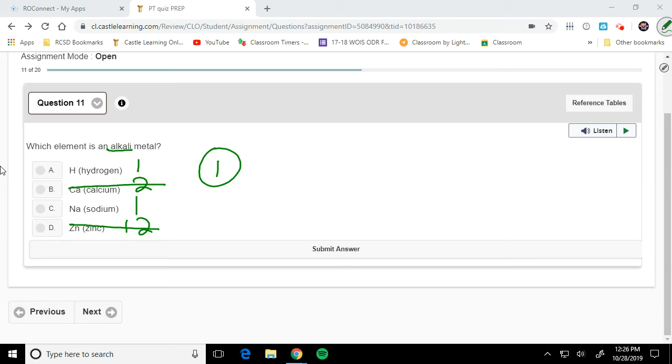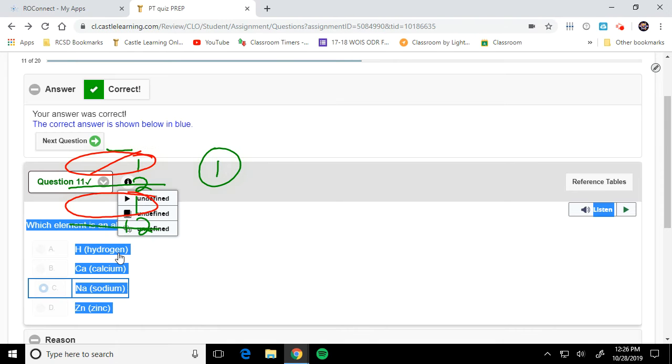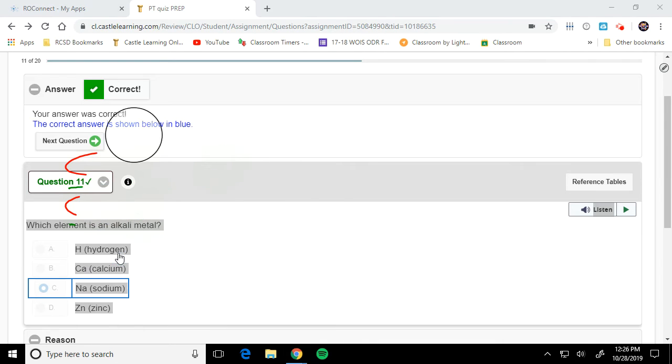I have 2 group 1s to make you think. And this is where we had to remember from the reference table quiz that hydrogen is not a metal. It says group 1 metal, so that is sodium. That one's tricky. It really makes you think because 2 group 1s were there. Okay, next question.